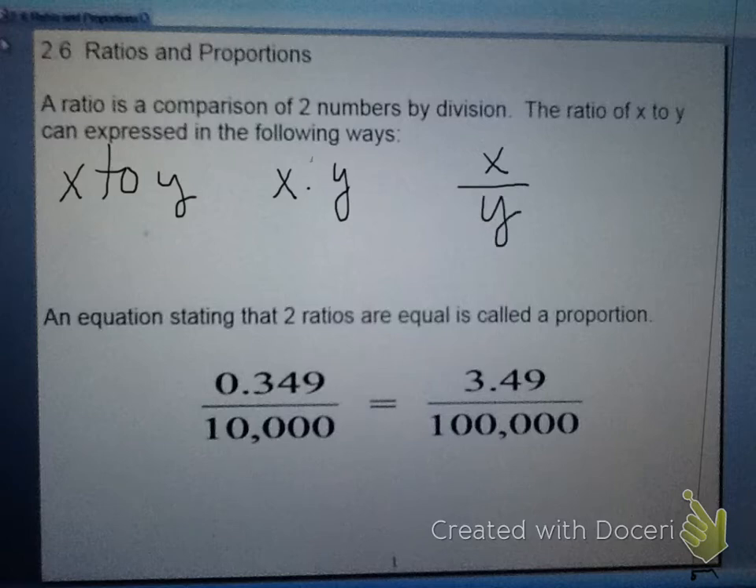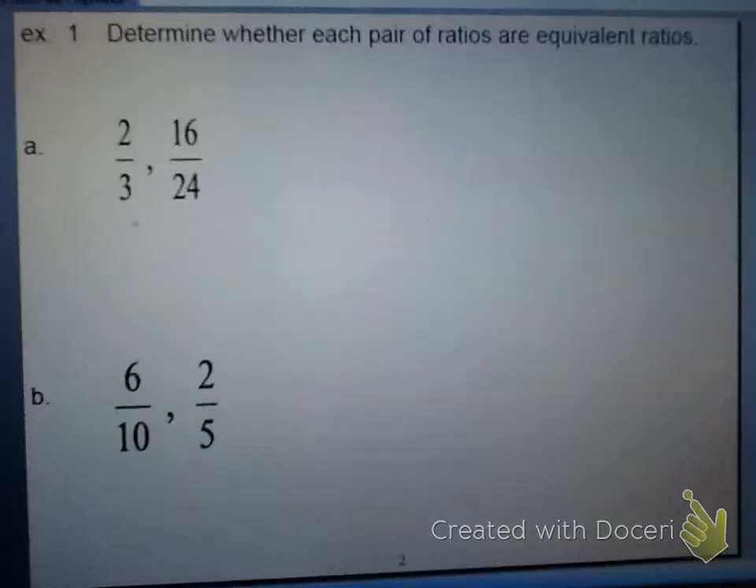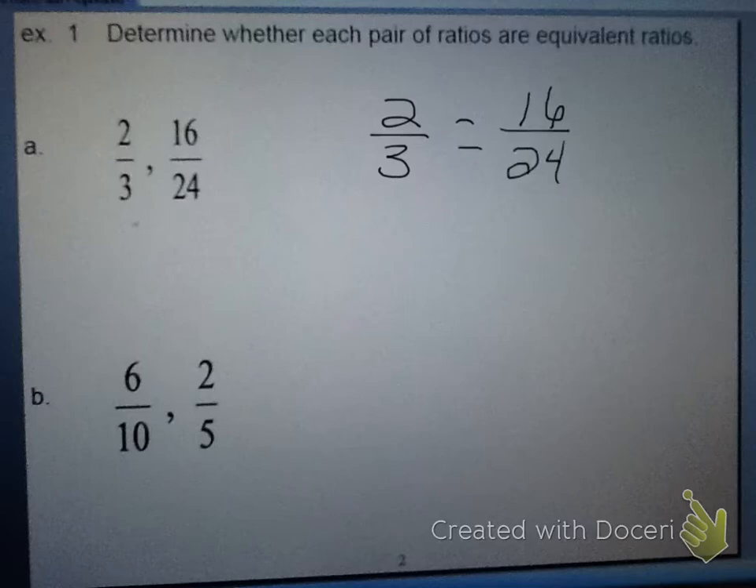An equation stating that two ratios are equal is called a proportion. This is a proportion where this ratio is equal to this ratio. To determine whether each pair of ratios are equivalent, put them equal to each other. 2/3 is equal to 16 over 24. And then we would cross multiply. When you cross multiply, if the left side equals the right side, then they are equal.